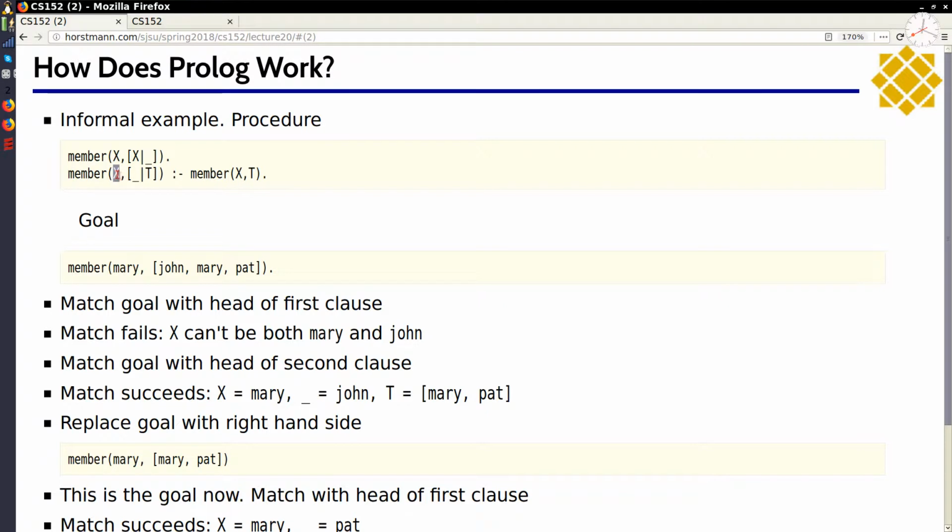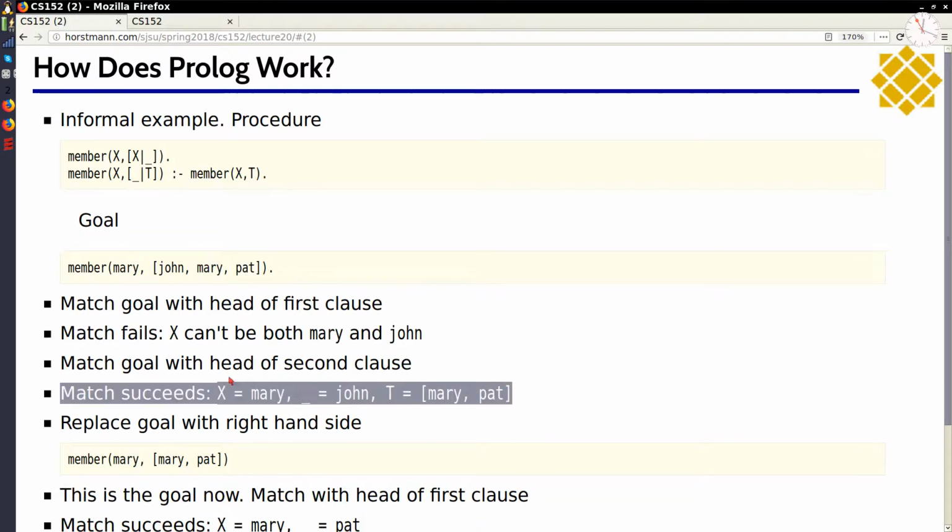It's going to say, well, X can be Mary, underscore can be John, and this T here can be the list consisting of Mary and Pat. So that's our unifying substitution here. Now it says, fine, I've gotten into this. I'm now going to look at what's on the right-hand side. What is on the right-hand side? It's some comma-separated list of terms, I should say. So it's going to look at each of the terms in turn.